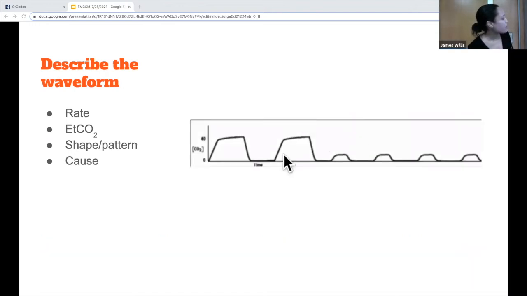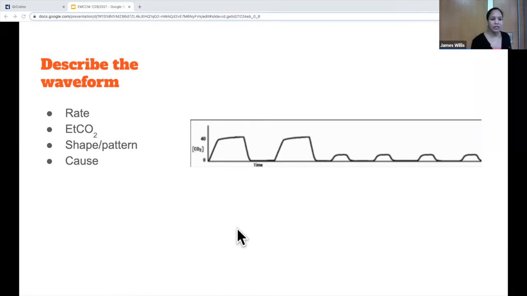So how does this compare to this end tidal CO2 when we look at the rate, the end tidal, the shapes, the pattern? Let's see. Zara. And what about the shape? Okay, so for folks on Zoom, Zara said the rate is pretty consistent. The end tidal drops suddenly. The shape looks pretty normal.